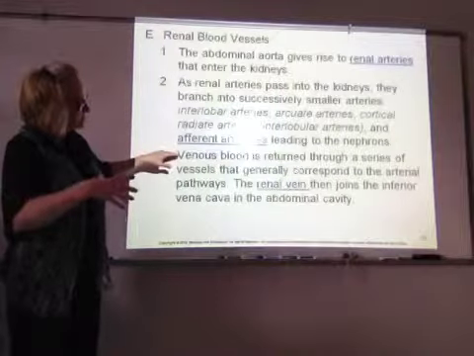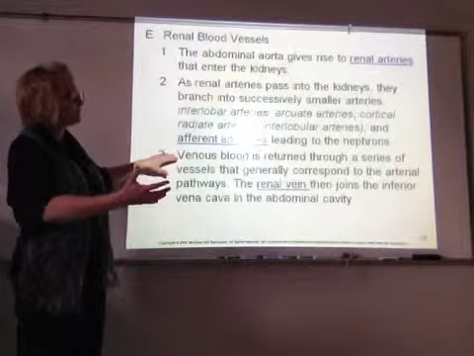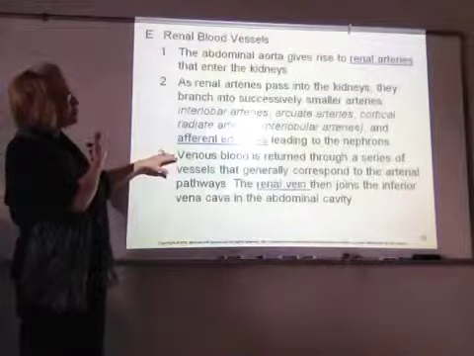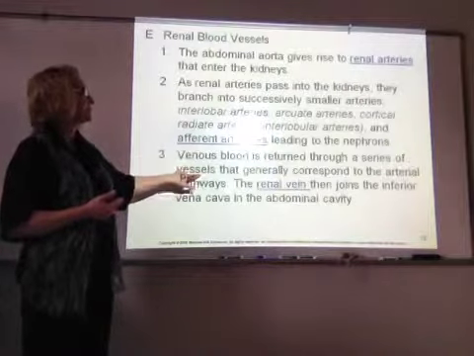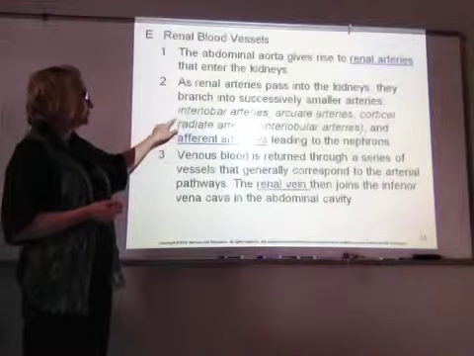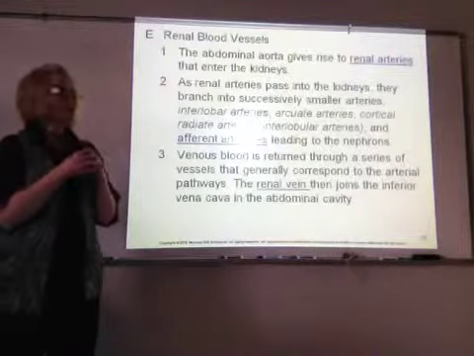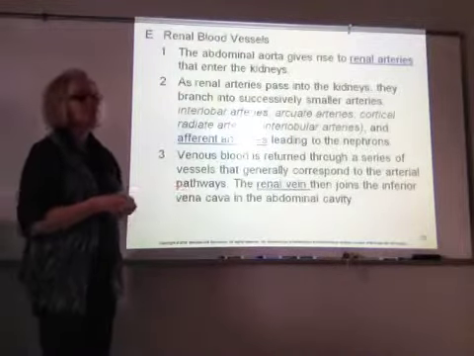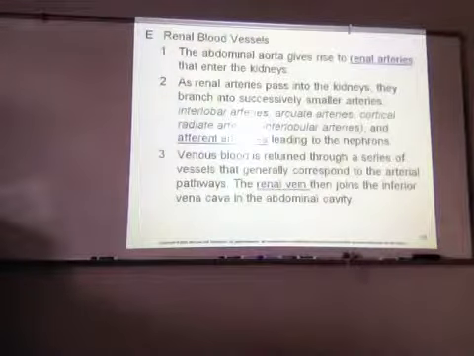Veins are going to go back to the heart, so they take blood from the kidney back to the heart. It's returned through a series of vessels that correspond with your arteries, and then the renal vein is going to attach to your inferior vena cava, and that's how it will get back to your heart.